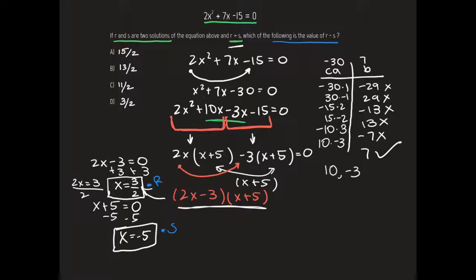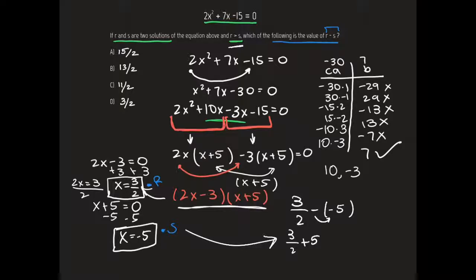So now we have to do r minus s, since it's asking us to do so. Let me bring that over here. So now we have 3 by 2 minus negative 5. And now we distribute this negative. So now our new equation is 3 by 2 plus 5.